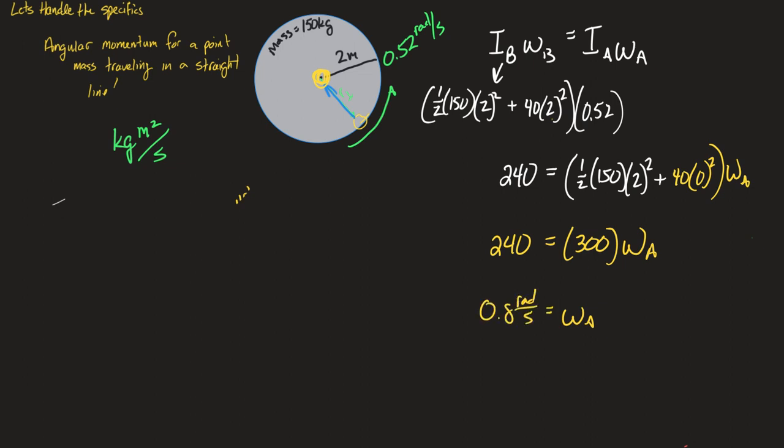radians per second. So he can cause the system to speed up just by walking to the center. Again, I point you to the video I posted yesterday of the guy who was on the merry-go-round. He leaned back, increased the moment of inertia, and the system slowed down. He leaned in and walked to the center and decreased the moment of inertia, sped the system up. All right.